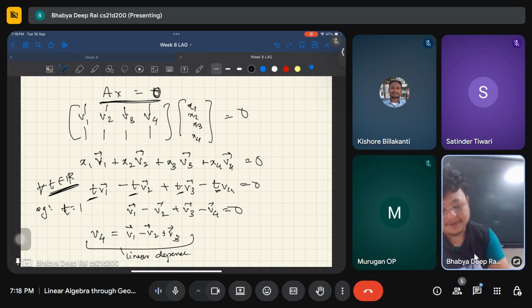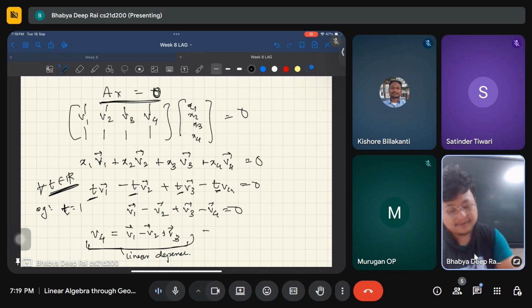For example, here we took t as 1. We could take it as anything else, 2, 3, 4, whatever. It does not matter. Just in terms of simplification, I took t equals 1. We got that v4 is equal to v1 minus v2 plus v3.